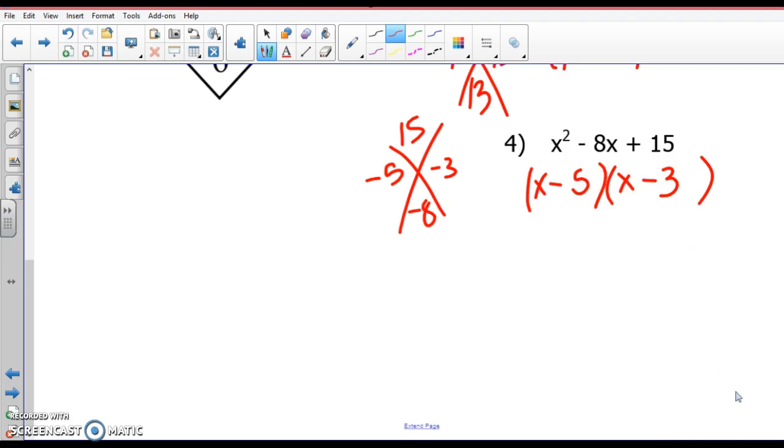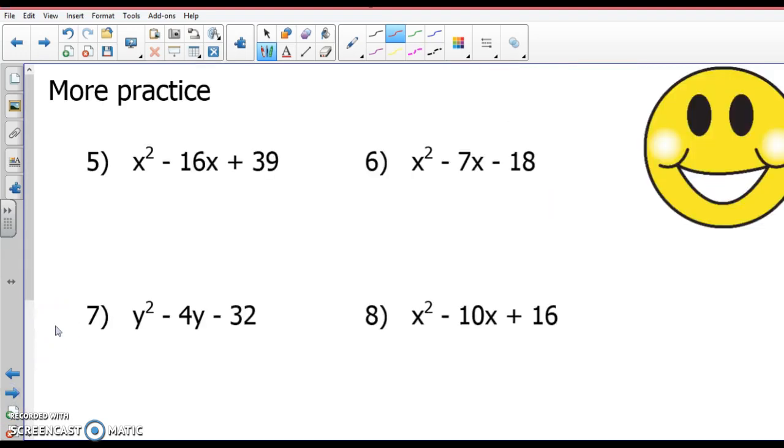First, x squared. Outers, negative 3x. Inners, negative 5x. What's negative 3 plus negative 5? Negative 8x. And last, negative 5 times negative 3 is positive 15. Yes. We're not doing that yet.